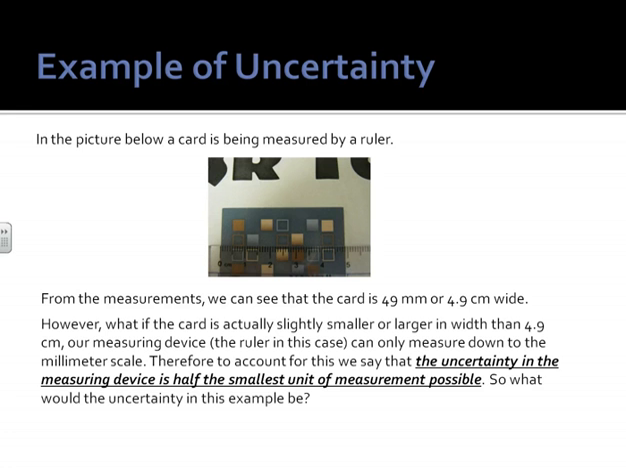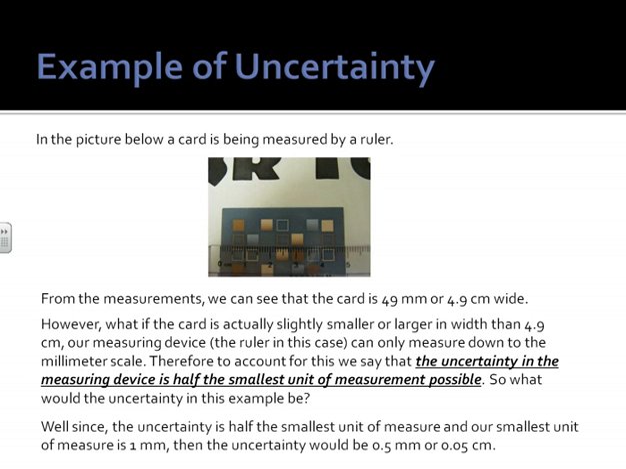However, what if the card is actually slightly smaller or larger in width than 4.9 centimeters? Our measuring device, the ruler in this case, can only measure down to the millimeter scale. Therefore, to account for this, we say that the uncertainty in the measuring device is half the smallest unit of measurement possible. So what would the uncertainty in this example be? Take a minute and stop the video at this point and try it. Well, since the uncertainty is half the smallest unit of measure, and our smallest unit of measure is 1 millimeter, then the uncertainty would be 0.5 millimeters or 0.05 centimeters.